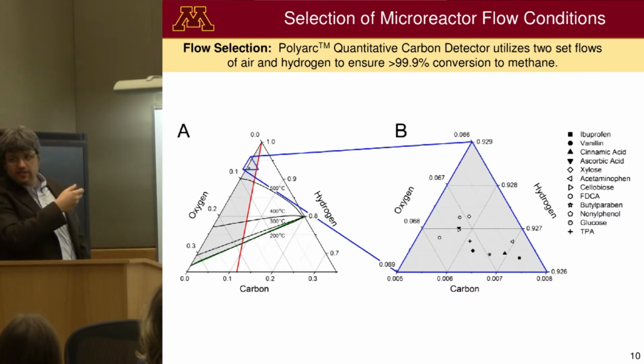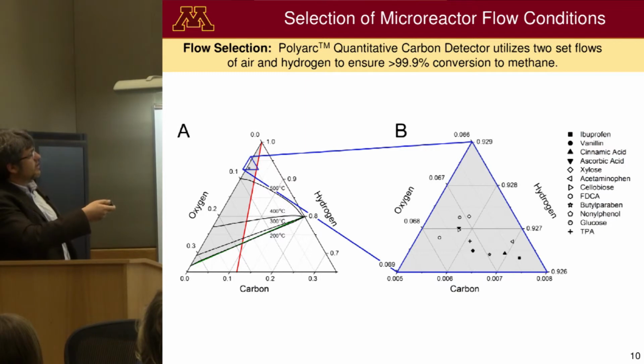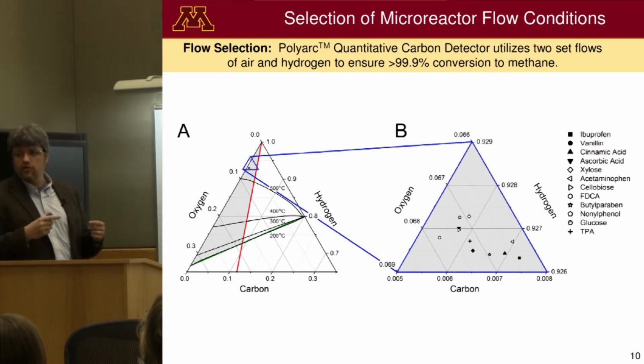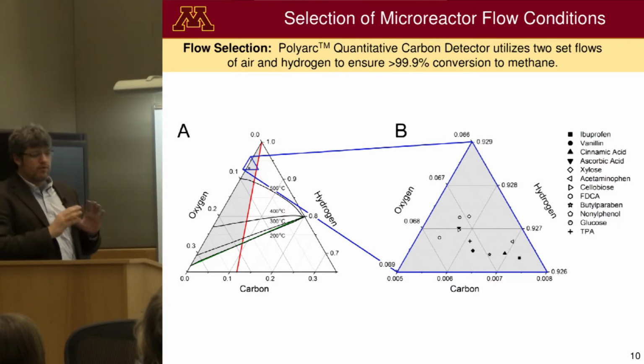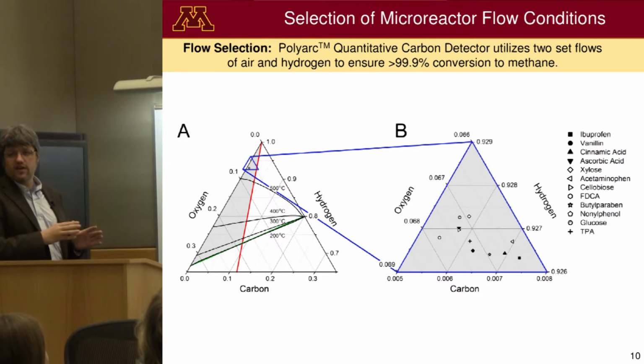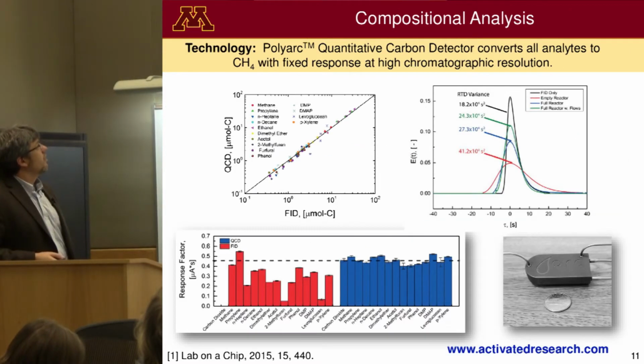Now all the analytes I'll show you actually sit way up here in this tiny little corner. Here's a bunch of compounds over here. They scatter around in a relatively small space because we're overloading the reactor with oxygen and hydrogen. So in this space, if the reactor is designed with a long enough residence time, everything should go completely to methane. So we can do this.